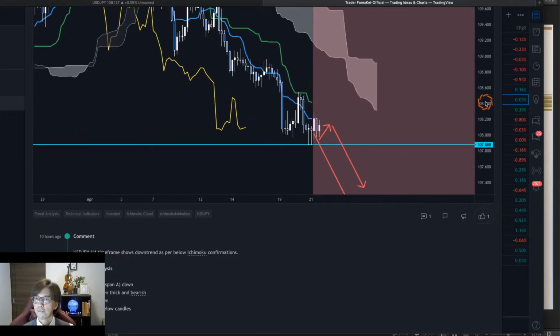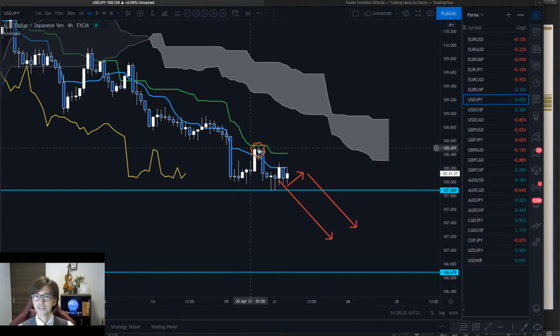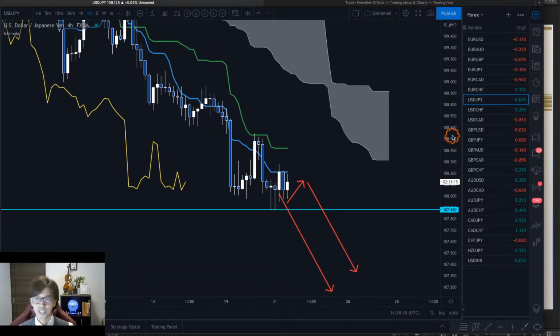So I expect the breakout still of the support level. But once the market breaks the Kijun Sen, then I won't look for the sell chance anymore. So looks like this is still ranging. It's simply ranging at the moment. So not sure if this is gonna break out or not. Looks like the market is losing its bearish momentum.